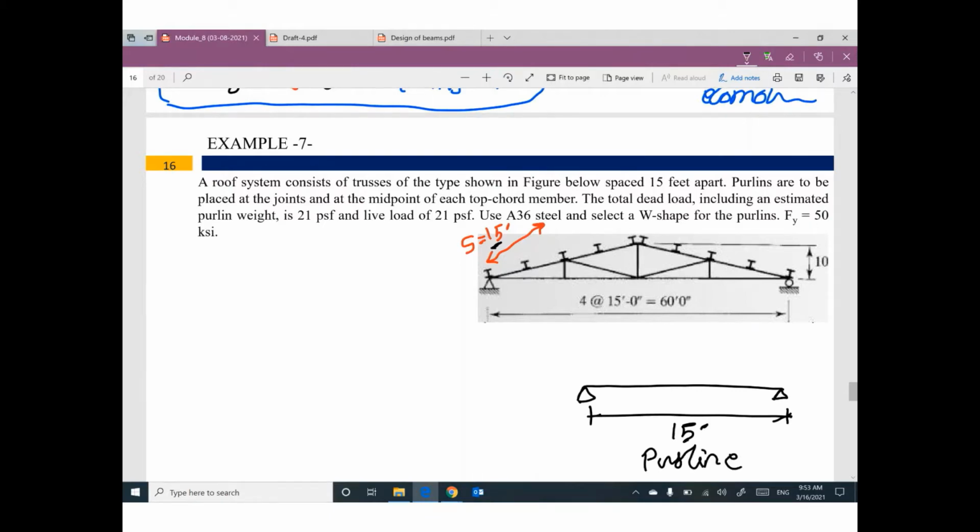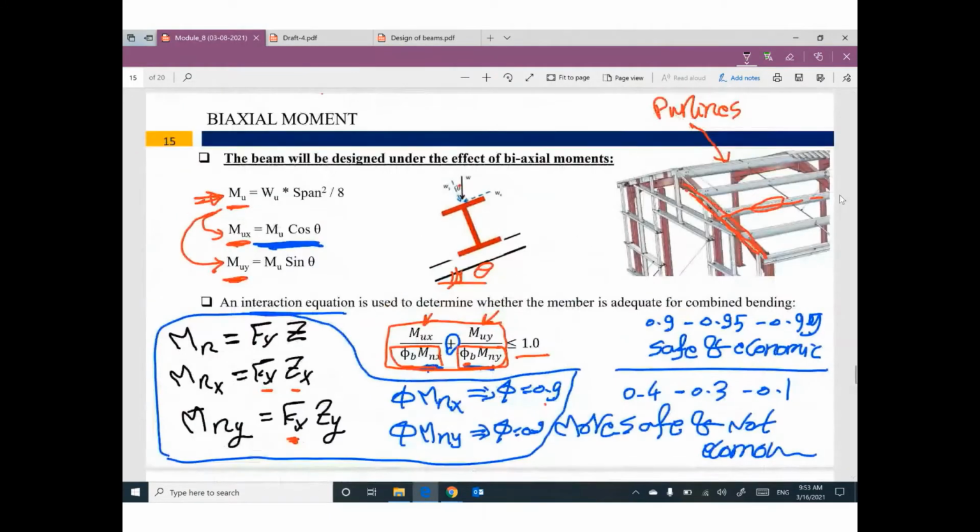That makes sense? Go back to this one. If I'm telling you the spacing between this main system and the next main system, which is S, equal 15 feet, that means the span for this beam, which is supported here and supported there, will be 15. That makes sense? So keep in your mind that the spacing between main systems represents the span of the purlin.